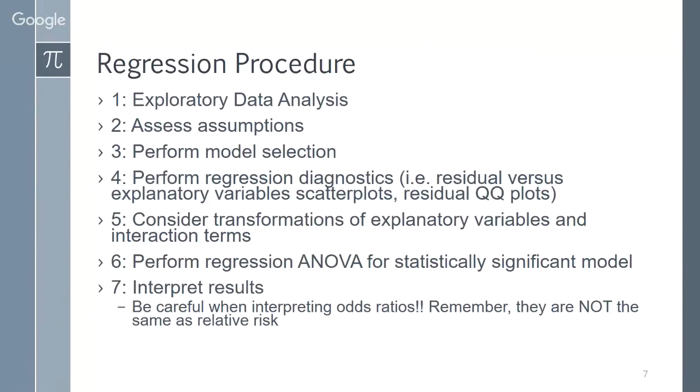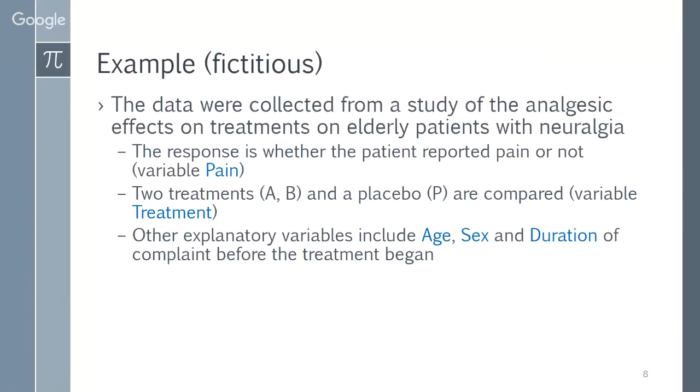So when we did multiple linear regression, I talked about a general regression procedure. For logistic regression, this is the procedure. It's a little different. I cut out a couple steps, but you should be familiar with this by now. So I'm going to dive into our example.